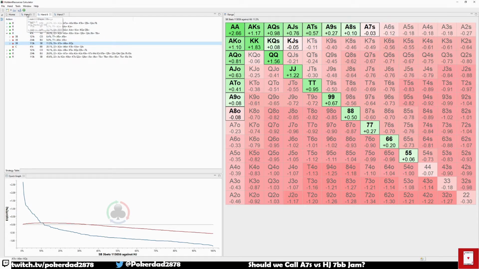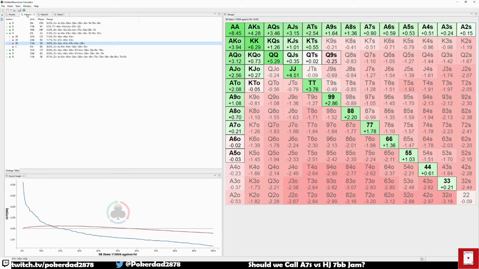So chip EV, we're calling all, we're rejamming all of our aces here down to A7 offsuit. Rejamming our suited Broadway kings, even rejamming our offsuit Broadway kings, except for the king 10. All of our pocket pairs down to pocket twos. And our Broadway suited jacks as well.